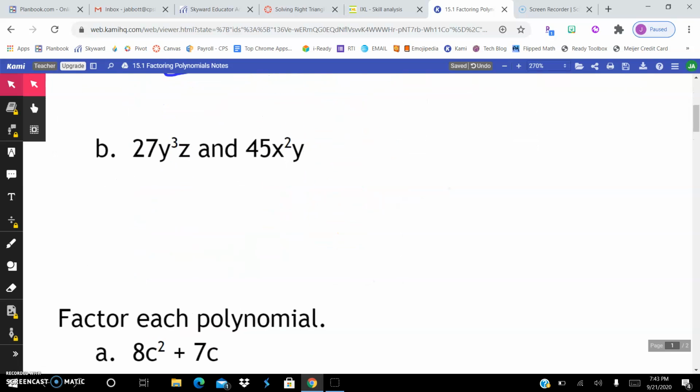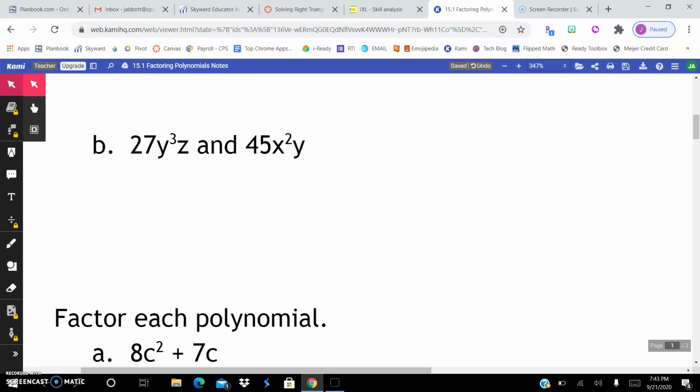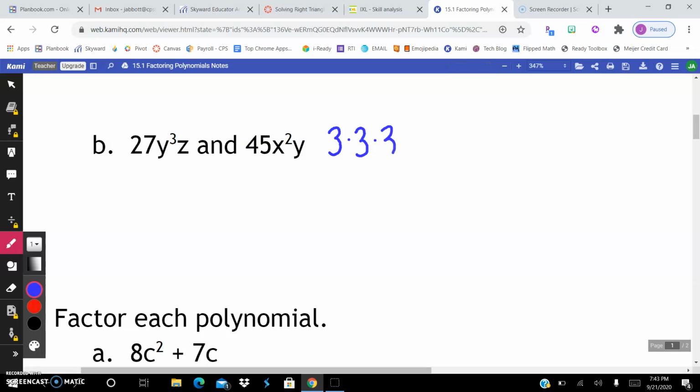Okay. This one has a little bit more to it. It has an extra variable. So we're going to do the same thing. 27 would be 3 times 9, and 9 is 3 times 3. So the prime factorization of 27 is 3 times 3 times 3. Then it's y to the third, so we have 3 of those, times z. So there's 1 of those.